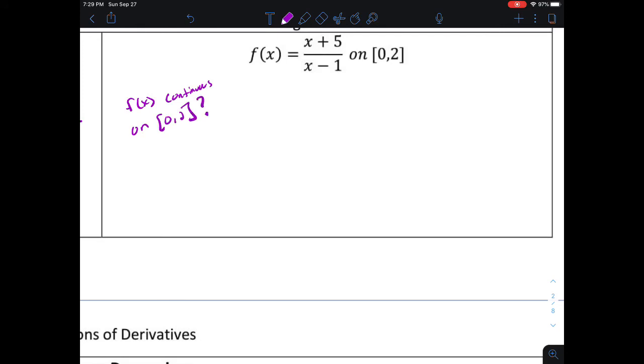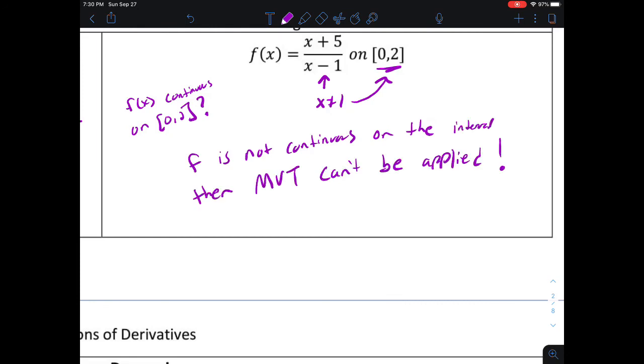on that interval, in this case from 0 to 2. We have a rational function, and looking at my denominator, x cannot equal 1. It's undefined there. And if it's undefined there, it cannot be continuous at 1. When we look at our interval, 1 is inside of this interval. So therefore, f is not continuous on this interval. And if f is not continuous on the interval, then the mean value theorem cannot be applied. So it's important to check the requirements in order for the existence theorems to be applied. With the mean value theorem especially, you have to be continuous on the closed interval and differentiable in order to apply the mean value theorem.